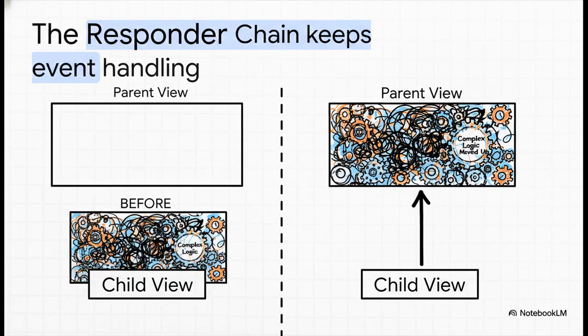And this is why it's your best friend when it comes to good architecture. Because an event can travel up the chain, you don't have to cram all your logic into the deepest view. You can let a parent, like the view controller, handle an action for its children. This leads to cleaner components, less spaghetti code, and a much more maintainable app.